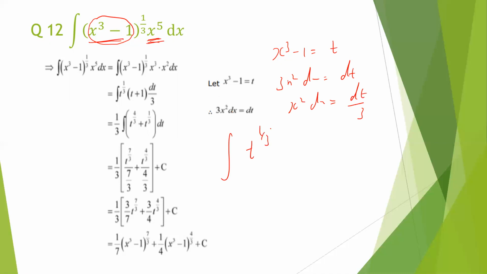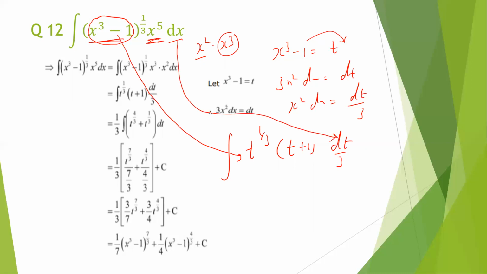Split this part x power 5 into x square into x cube. So what will be the value of x cube? That will be t plus 1. And what will be the value of x square dx? dt by 3. It means the whole function is converted in terms of t and the variable of integral is converted into dt. So this substitution is successful. Now you can integrate it very easily. Multiply this t power 4 by 3, t power 1 by 3. Now you can integrate.